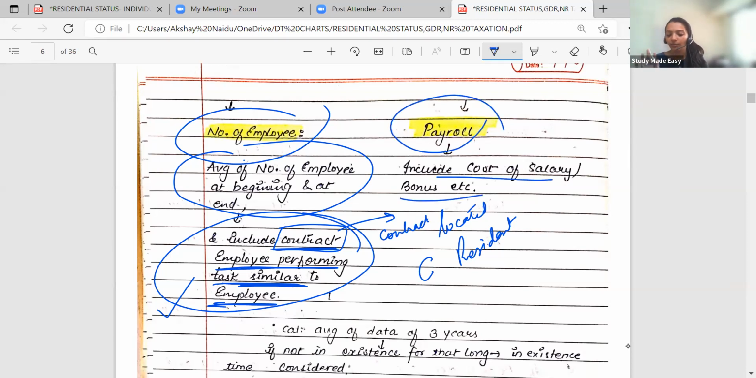And for payroll expense, nothing. Cost of salary and bonus total. So average in two things. Asset ki value mein average you have to take and number of employee average you have to take. Done?